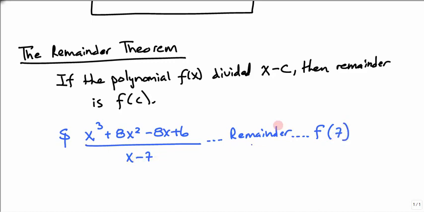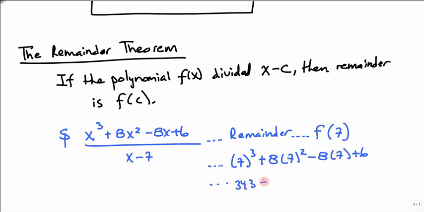Remember, we always do the opposite here. So let's go ahead and do that. So we'd have 7 to the third plus 8 times 7 squared minus 8 times 7 plus 6. Okay, if we simplify this, 7 to the third is equal to 343. 7 squared is 49, and 49 times 8 is 392.